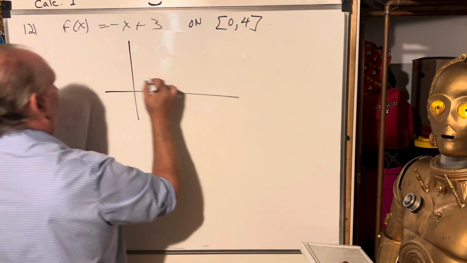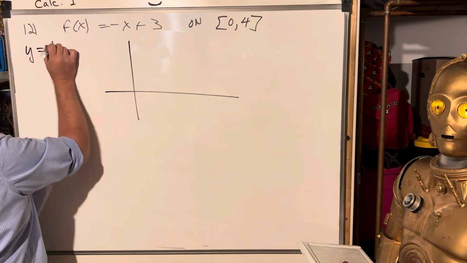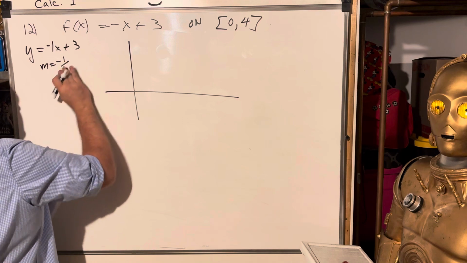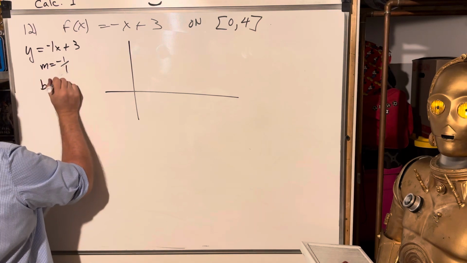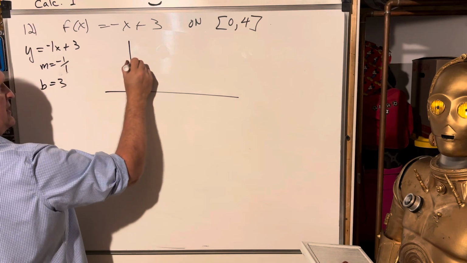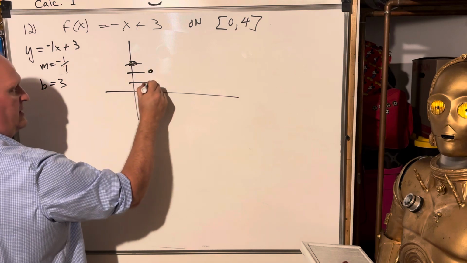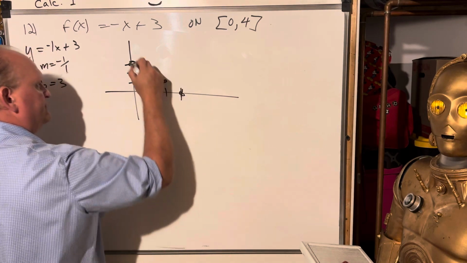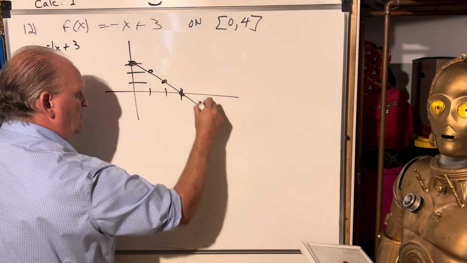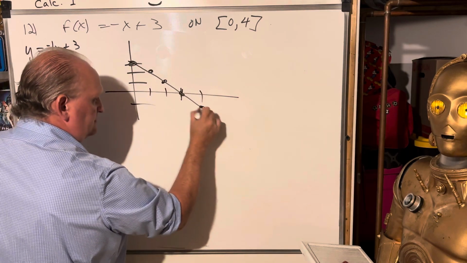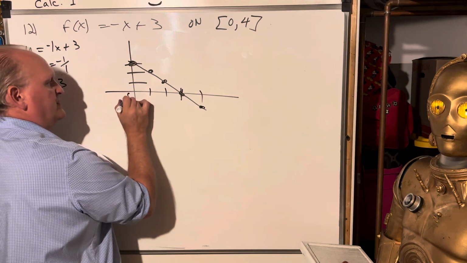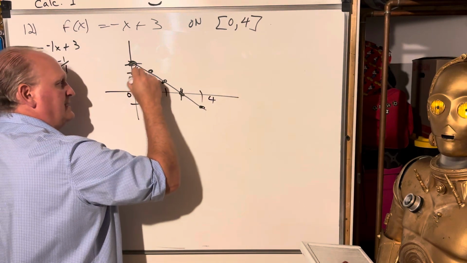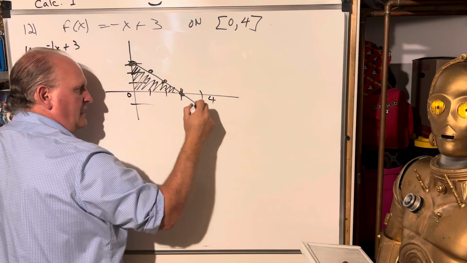This is the line. Remember, y equals negative 1x plus 3. The slope is negative 1 over 1. The starting point is 3. On the y-axis, I go up to 3, the y-intercept, then down 1 over 1, down 1 over 1, down 1 over 1. They want it on the interval from 0 to 4, inclusive. So they want this area and this area.